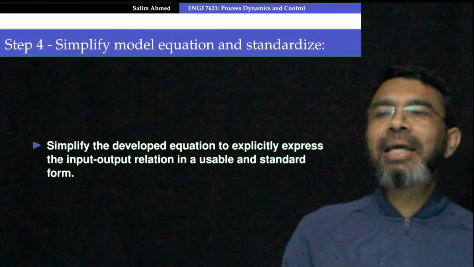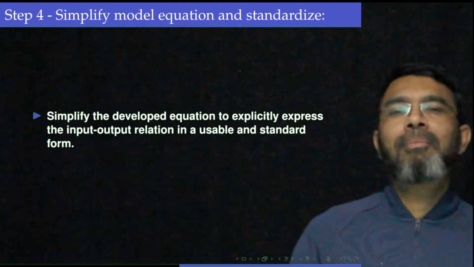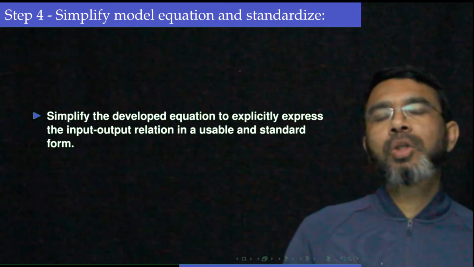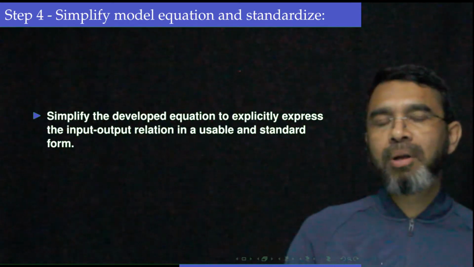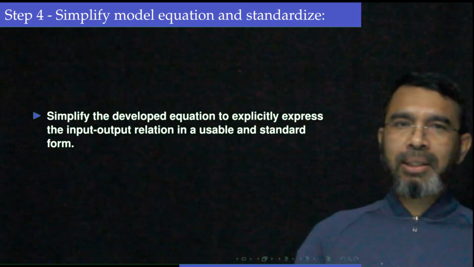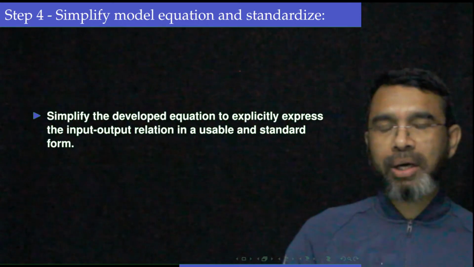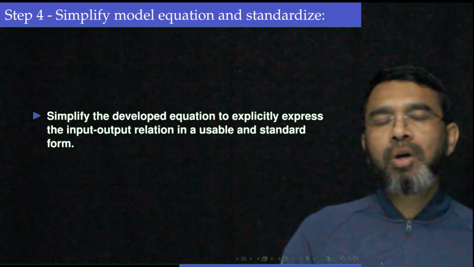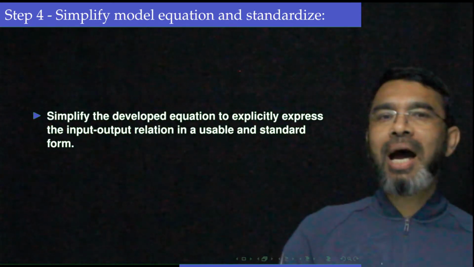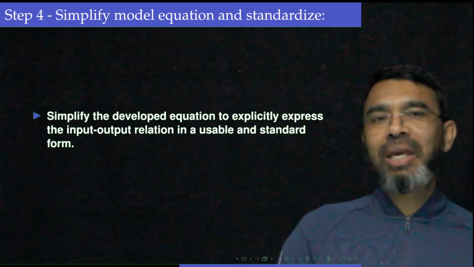Now, typically, when you develop a model from first principles, the model may be too complicated. And for the purpose of control, we need a simple model. Later we'll see that we'll need, at the end, either a first or second order linear ordinary differential equation model. So you have to convert those complicated models obtained from the first principles and other governing equations into a simplified equation that will be useful.